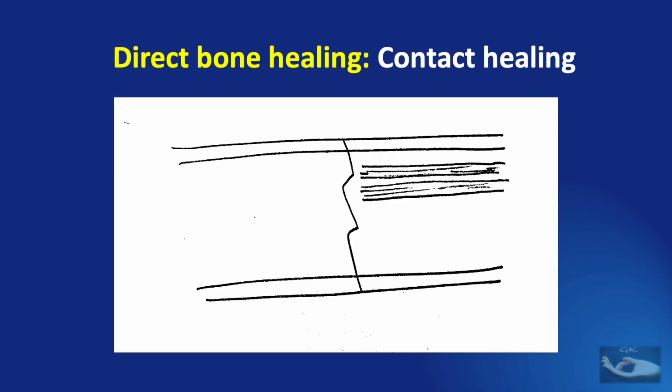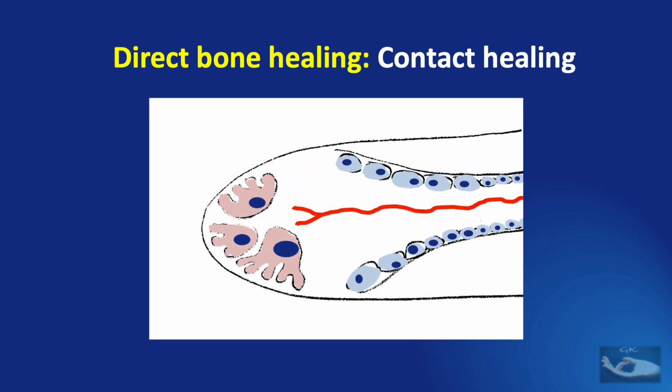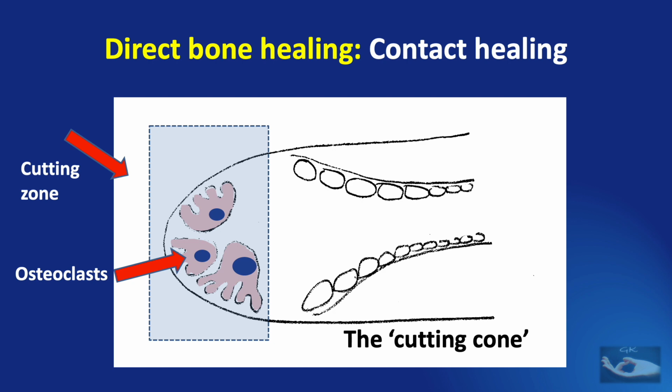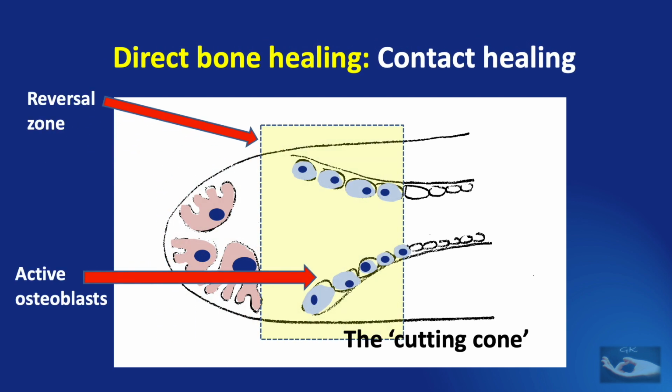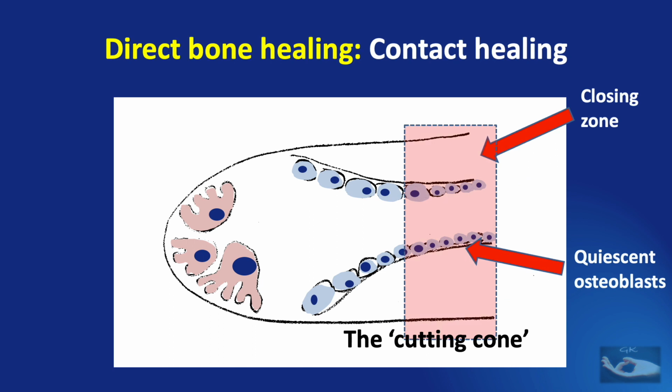Let us first see the process of contact healing. We have already said that when there is a gap between the bone ends of less than 0.01 millimeter and absolute stability is provided, contact healing occurs. In such instances, cutting cones form at the ends of the osteons. The tips of the cutting cones consist of osteoclasts. These tips are known as the cutting zone. In the reversal zone, there are active osteoblasts that lay down new bone in the cavities that are created. Slowly, the new bone matures into lamellar bone and is called the closing zone.